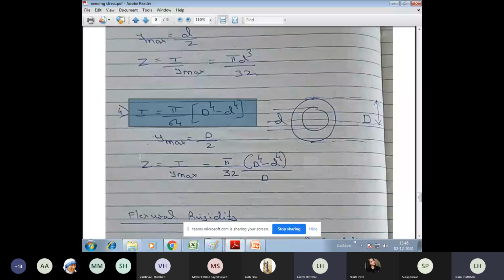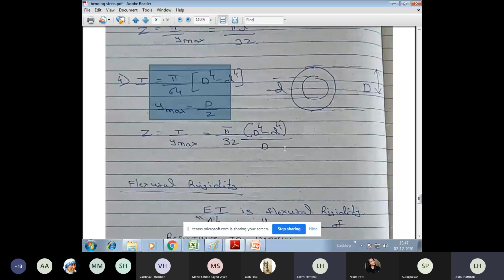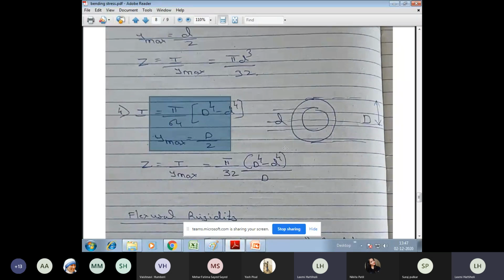So now once again find out the strength of a section, or the moment of resistance. Z is equal to I divided by Y max. Okay, so take the ratio. You will get pi by 32, capital D raised to 4 minus small d raised to 4, divided by capital D. So once again, either you remember this formula or you remember the upper part. You can take the ratio, right? So this is all about the section modulus, or the strength of a section, for different sections. I'll be using this in my numerical examples. But the importance of this is, if someone gives you a beam, can you tell me what is the strength?